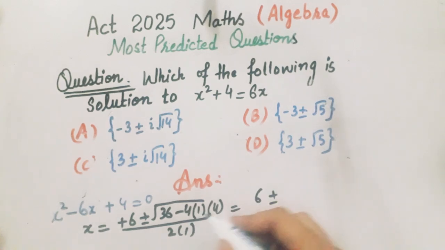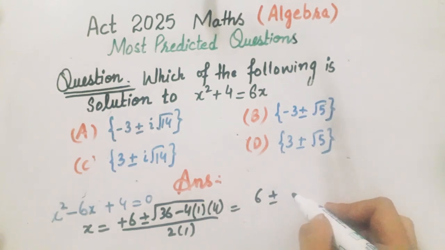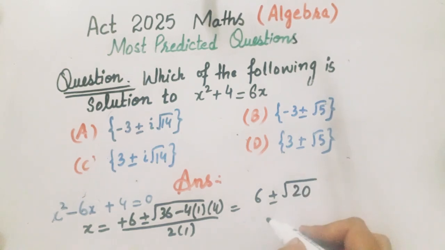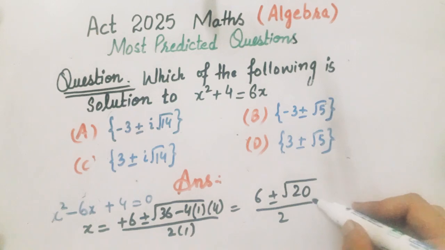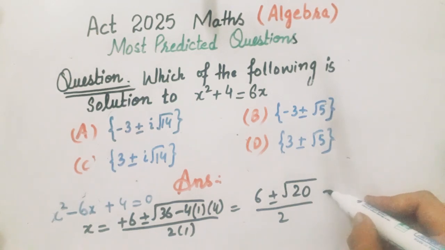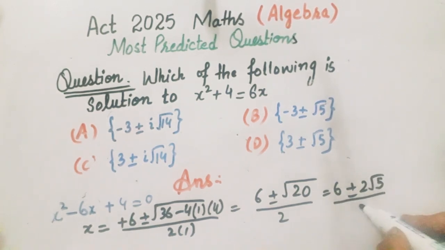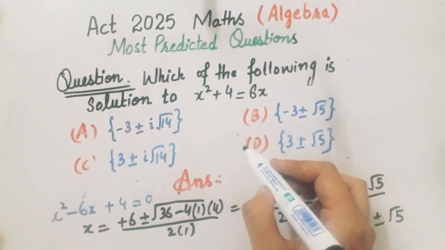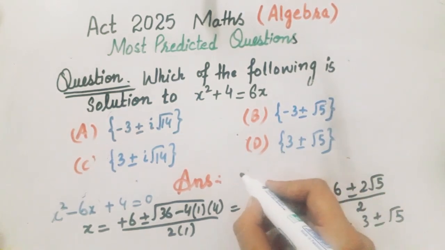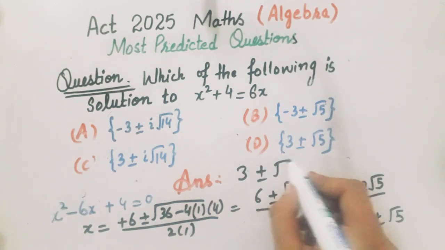So 6 plus minus square root of 36 minus 16, which is 20, divided by 2. So we can write square root of 20 as 2 square root 5, giving 6 plus minus 2 square root 5 over 2. Now take 2 as common from this, you will get 3 plus minus square root 5. So the answer will be option D, that is 3 plus minus square root 5.